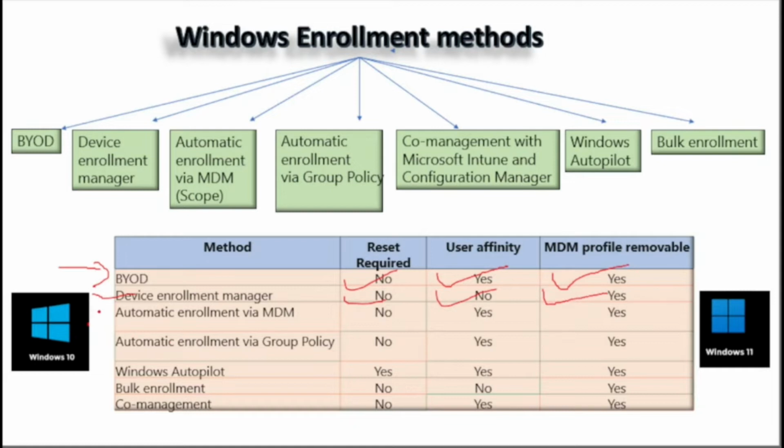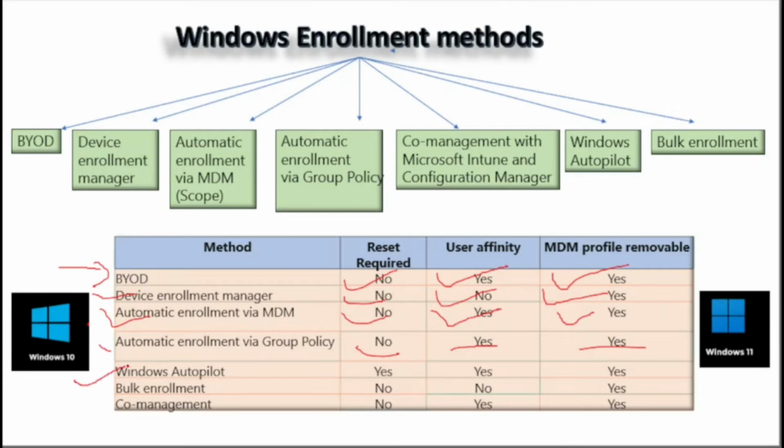In case of automatic enrollment via MDM, reset is not required and the person who is going to enroll the device is a primary owner of the device and they can remove the MDM profile by unenrolling the device. In case of automatic enrollment via group policy, the same behavior, reset is not required, user is associated with the device and the user can remove the profile by unenrolling the device.